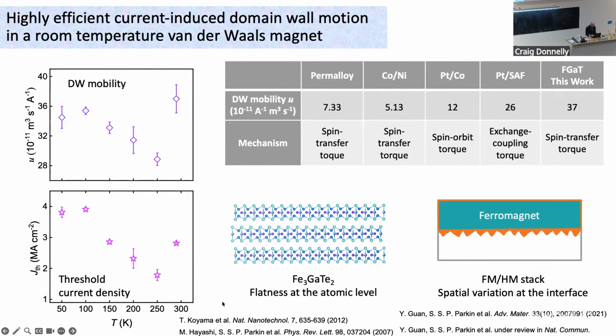We suppose this is because of the flatness and the uniformity of these layers as compared to our multilayers with angstrom thick layers, where there will be variations in thickness, local variations in anisotropy, and local variations in other properties changing the pinning of the domain walls. So this is a very nice, interesting result.